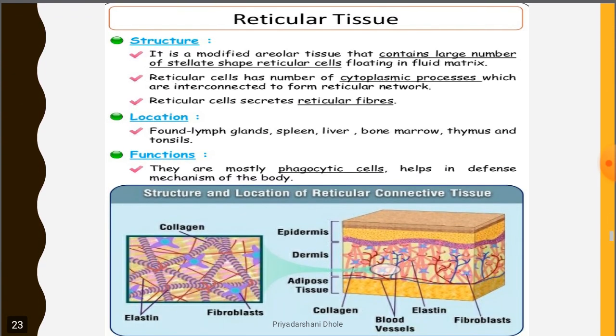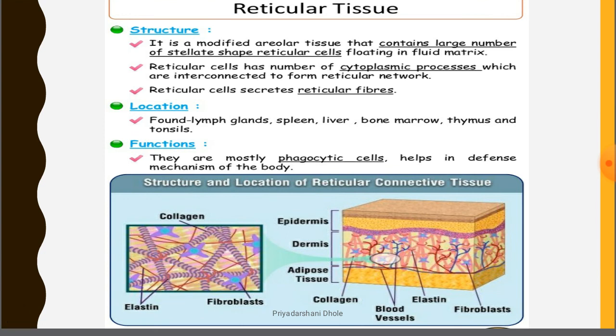After that is reticular tissue. It is a modified areolar tissue that contains a large number of stellate, short reticular cells floating in a fluid matrix. These reticular cells have a number of cytoplasmic processes which are interconnected to form the reticular network. These cells secrete the reticular fibers. You can see in this diagram, this is the reticular tissue.